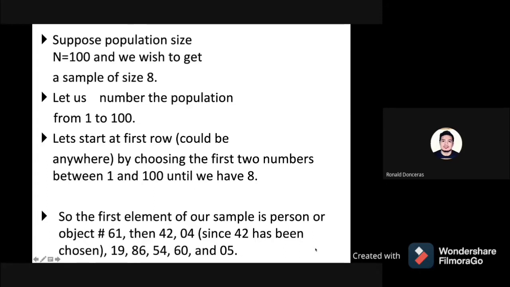Actually, that's the population na eh. Let capital N be the number of population from 1 to 100. So, bawat elemento sa set na yan, parang lalagyan lang natin siya ng numbers, numbering from 1 to 100. Okay? 1 to 100. And then, you may start at first row. Okay? It could be anywhere kasi random to eh. You could start first row, but you could start anywhere from that first row, by choosing the first row numbers between 1 and 100 until we reached our desired class size na 8.